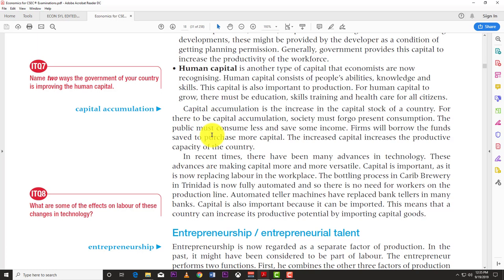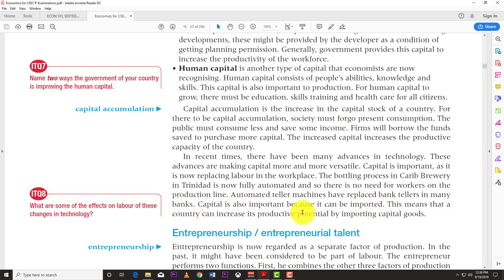And of course, we looked at this before when we looked at labor, but now look at the other side of the coin. In recent times, there have been many advances in technology. These advances are making capital more and more versatile. So capital can actually do things that labor once did. As we said before, robots are taking over. Mechanization, automation is taking over. Capital is important as it is now replacing labor in the workplace, as we said before. The bottling process in the Carib Brewery in Trinidad is now fully automated. And so there is no need for workers on the production line. Automated teller machines have replaced bank tellers in many banks.